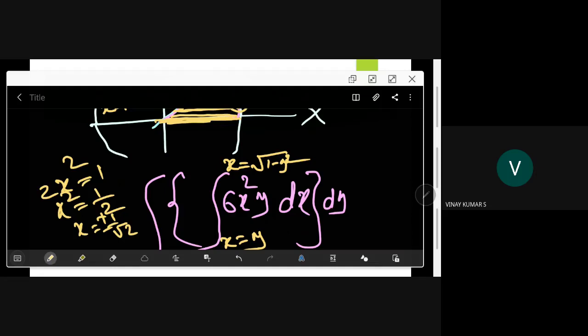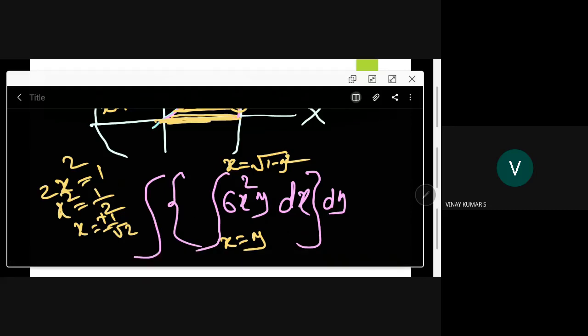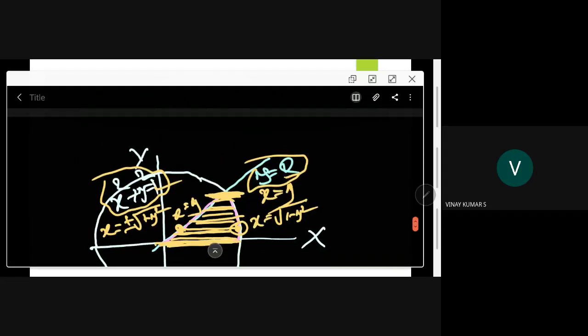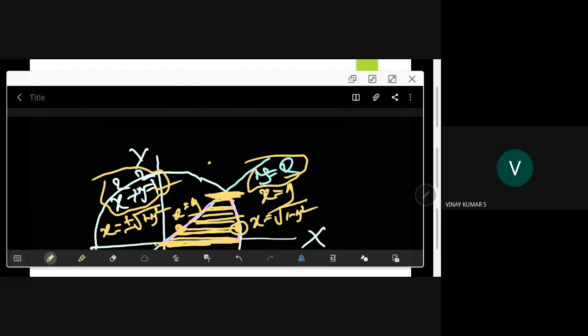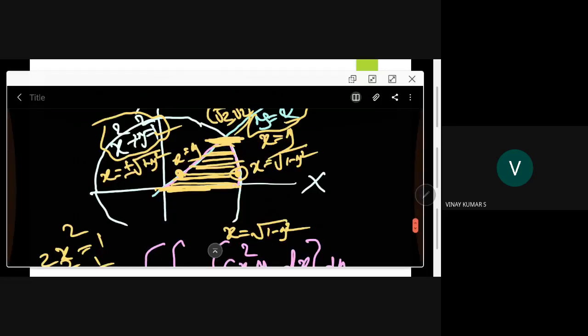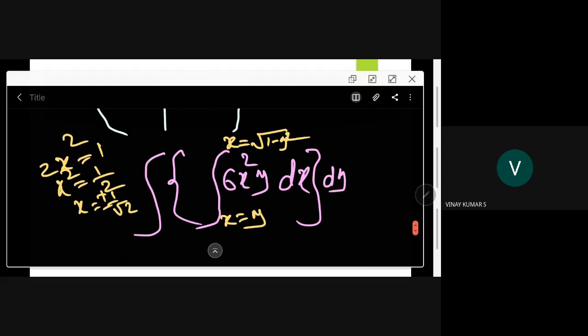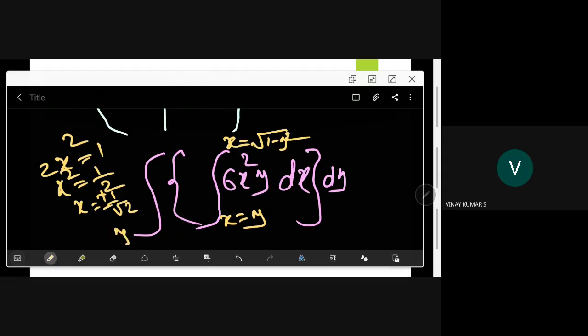If x is equal to plus or minus 1 by root 2, and x is equal to y, then y is also plus or minus 1 by root 2. Here we are in the first quadrant, so both x and y values are positive: 1 by root 2, 1 by root 2. So we need to integrate with respect to y from y is equal to 0 to y is equal to 1 by root 2.